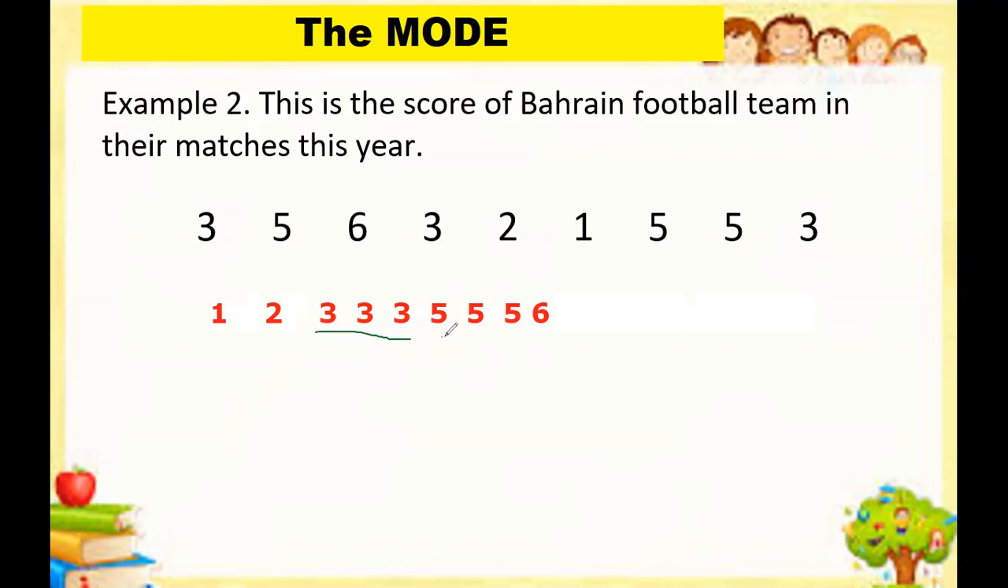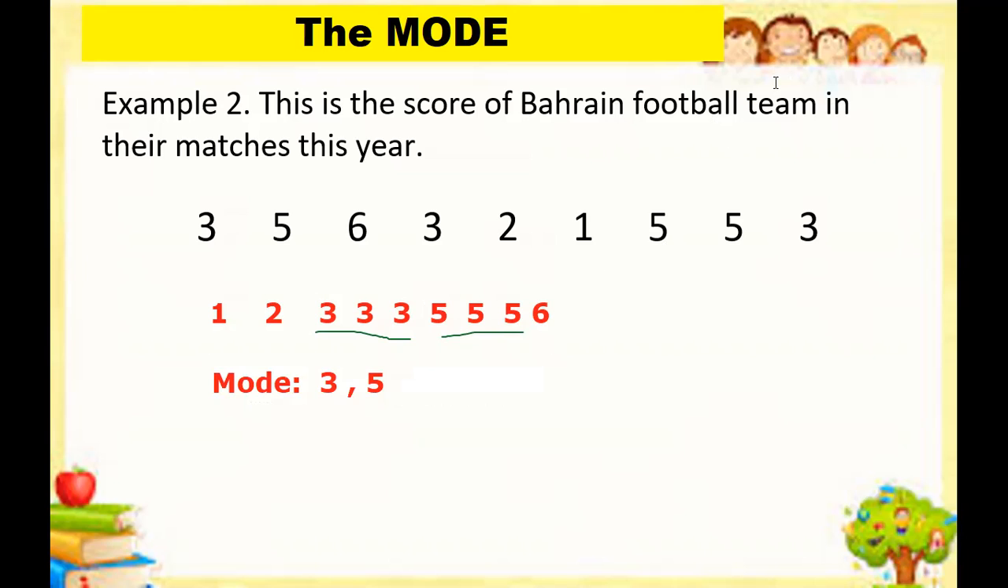Therefore, we have two modes, 3 and 5. Why do we have two? Because 3 and 5 have been written an equal number of times. Since they have the same number of occurrences, we have two modes, which are the 3 and the 5. Okay, it's very easy.